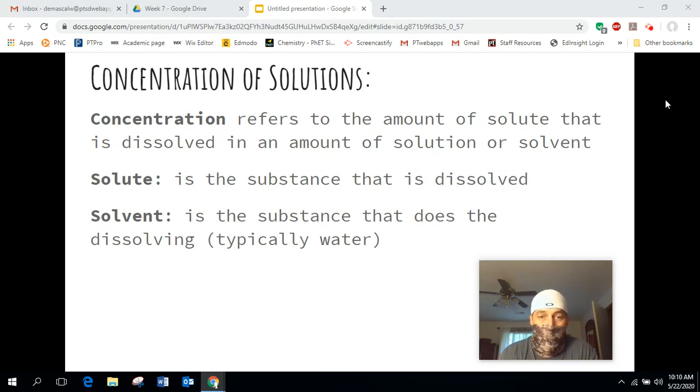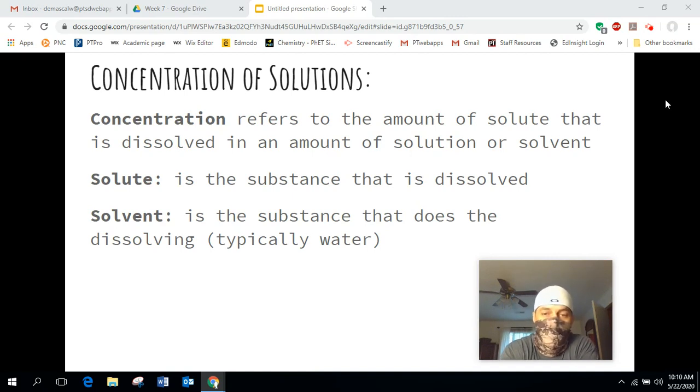The solute would be the Kool-Aid mixture. That's the coloring and the flavoring and the sugar that you pour in. And once you start to stir that together, the Kool-Aid mix, the solids disappear into the liquid mixture. So the Kool-Aid is being dissolved. The water is doing the dissolving.